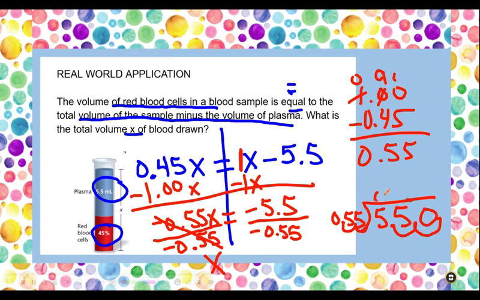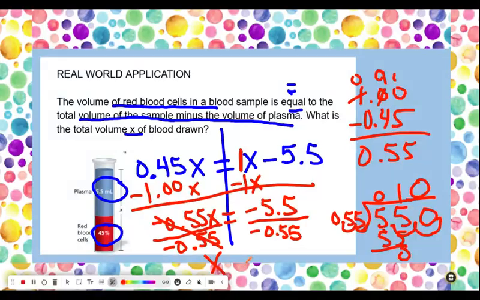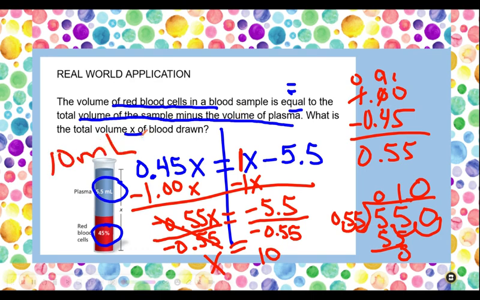55 can't go into 5. 55 goes into 55 one time. But we have a 0 here, so we have to add a 0. So x equals 10 would be your answer. X equals 10. So it'd be 10 milliliters is the total volume of blood drawn.